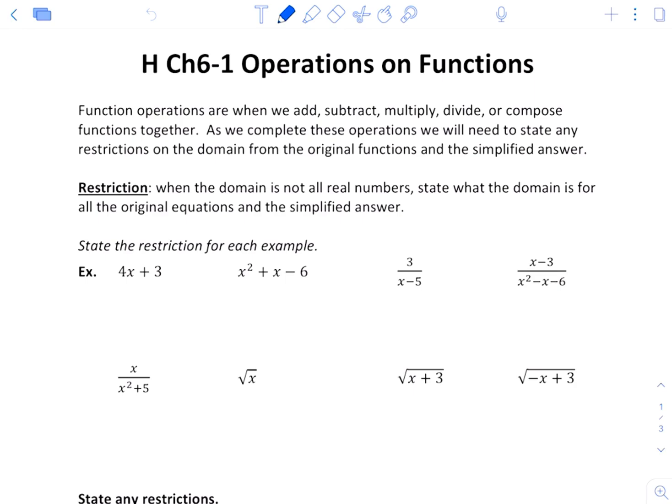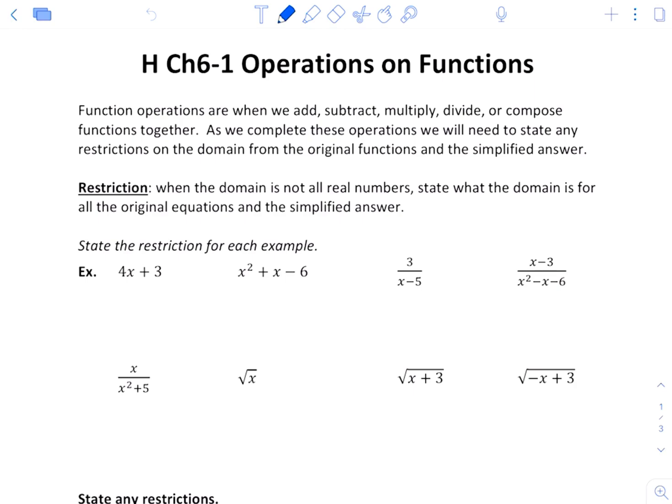Lesson 6-1, Operations on Functions. So in this section, we are going to be talking about adding, subtracting, multiplying, dividing, or composing functions together. And as we complete these operations, we are going to need to state any restrictions on the domain from all the original functions and our simplified answers.